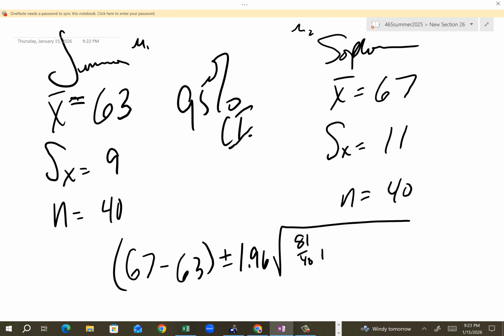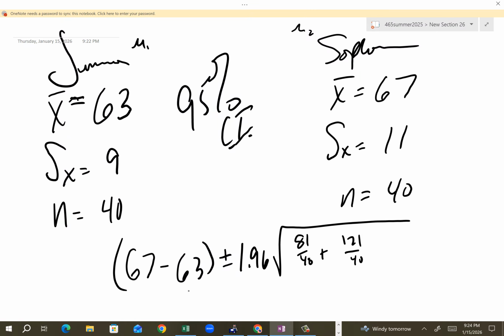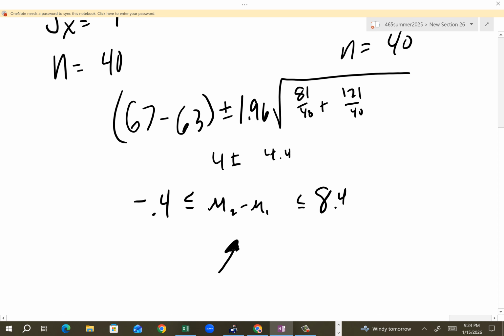81 over 40 plus 121 over 40. So 1.96 times the square root of 81 divided by 40 plus 121 divided by 40. My margin of error is 4.4. So that's 4 plus or minus 4.4. Well, that's 8.4 down to negative 0.4. That's actually mu 2 minus mu 1, not that it matters a great deal. Zero lies between here, yes?